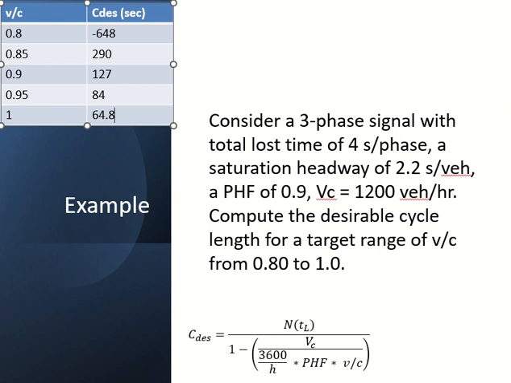Almost 5 minutes, which is too long in most of the cases. Normal cases, too long. Other one, almost 2 minutes, that's fine. The next one also is practical. The other values are within 1 or 2 minutes. These are practical values, so you can take one of these. Now you see when I increase the V by C ratio, cycle length is decreasing. V by C is a ratio, so increasing V by C means I am decreasing capacity. You are going for less capacity, then you need less time as well.